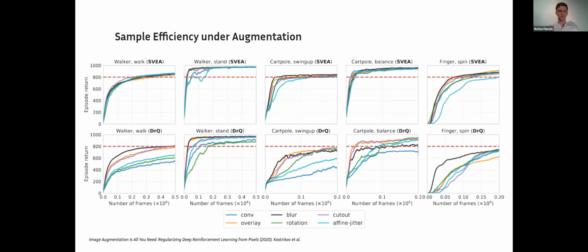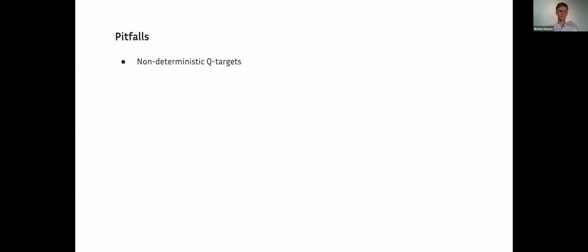So in this work, we propose SVEA, which is a method for stabilizing the deep Q-learning algorithms under use of data augmentation. And compared to DRQ, our method is relatively unaffected by the choice of the data augmentation. In this work, we identified 2 major causes of instability when using data augmentation. First, non-deterministic Q targets, which is mostly due to the stochastic nature of data augmentation. And second, what we call an over-regularization effect, where the augmented data dominates the gradient and prevents convergence.